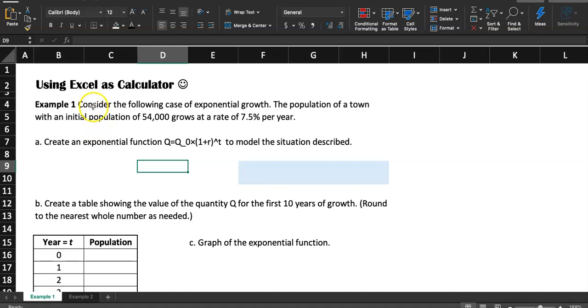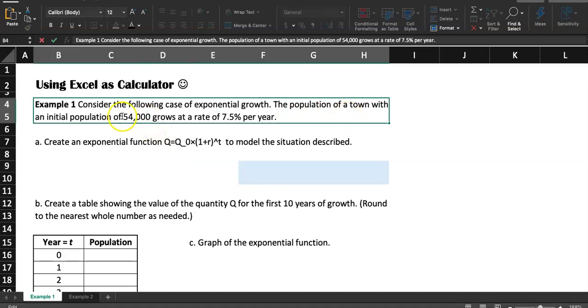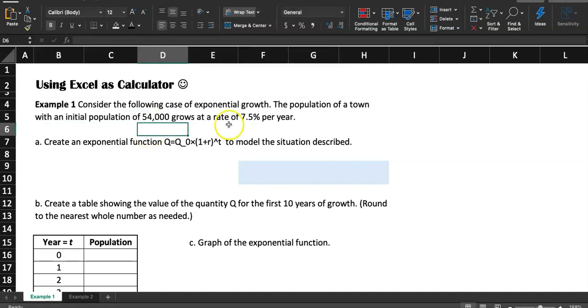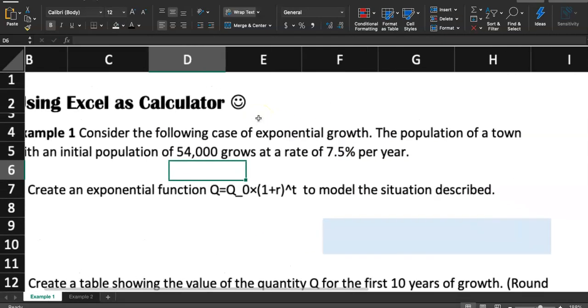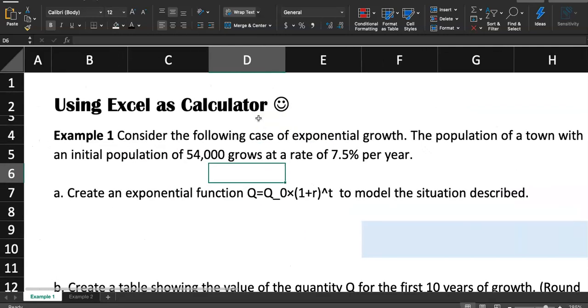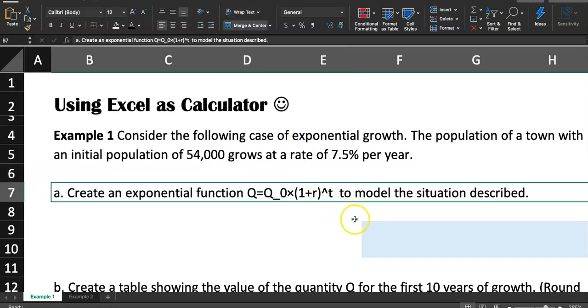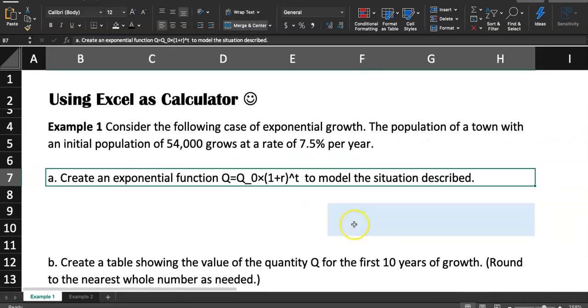All right, example number 1. Consider the following case of exponential function. The population of a town with an initial population of 54,000, so that's the initial population, that grows at a rate of 7.5% per year. We're going to first create an exponential function, Q, that tells the population given the year t to model the situation described. So take a look.